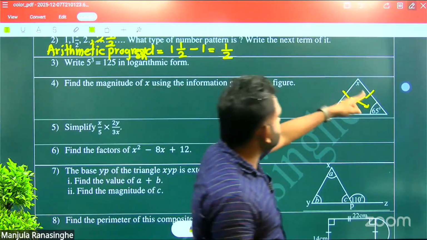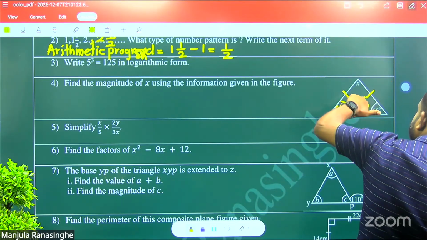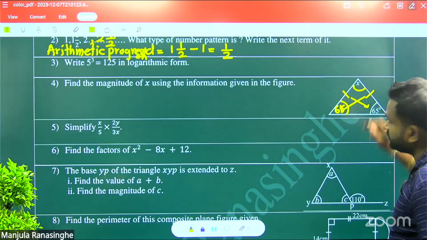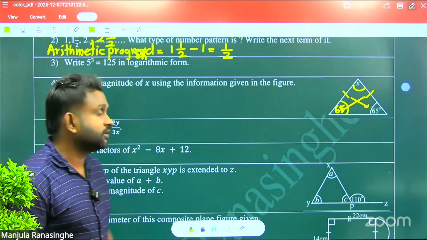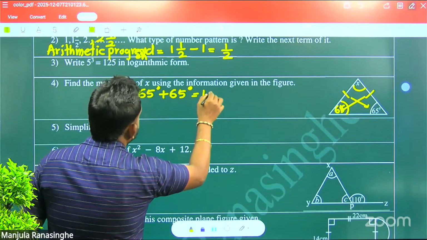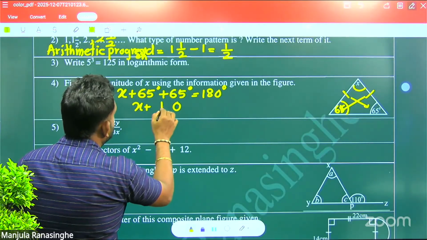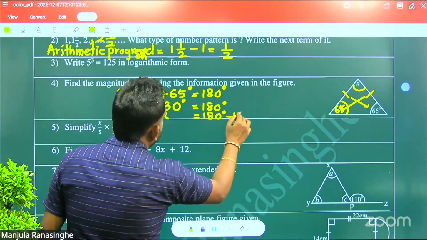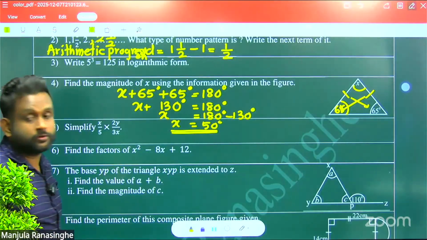So these two sides are equal. This 65 is in front of this side, and in front of this side, here also 65. You mark that. Then 65 here, x. Then you can add these three angles together and make it equal to 180. So you can write x plus 65 degrees plus 65 degrees equals 180. These are the angles of a triangle. So x plus 65, 65 comes as 130, equals 180. Then making x the subject, 180 subtract 130, then x equals 50 degrees.